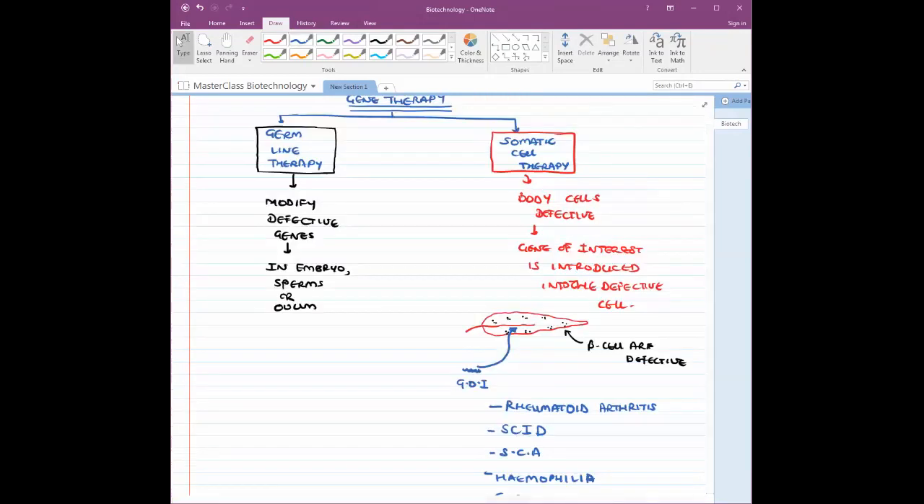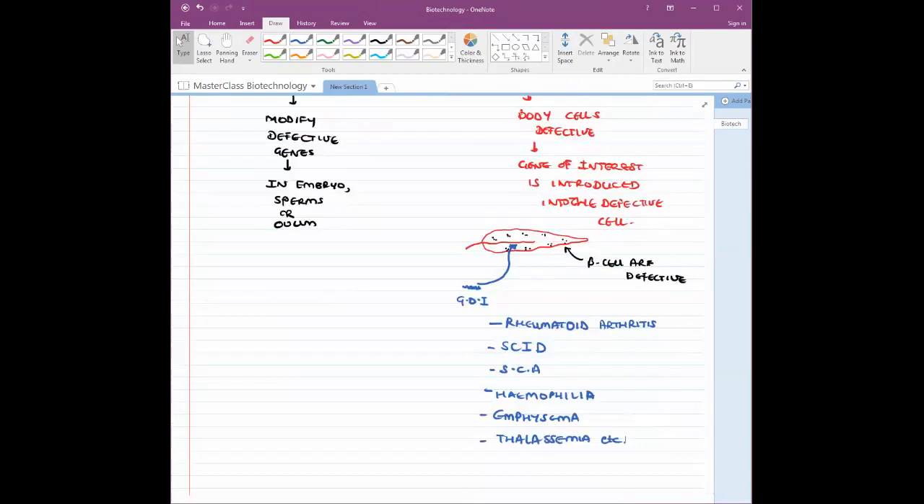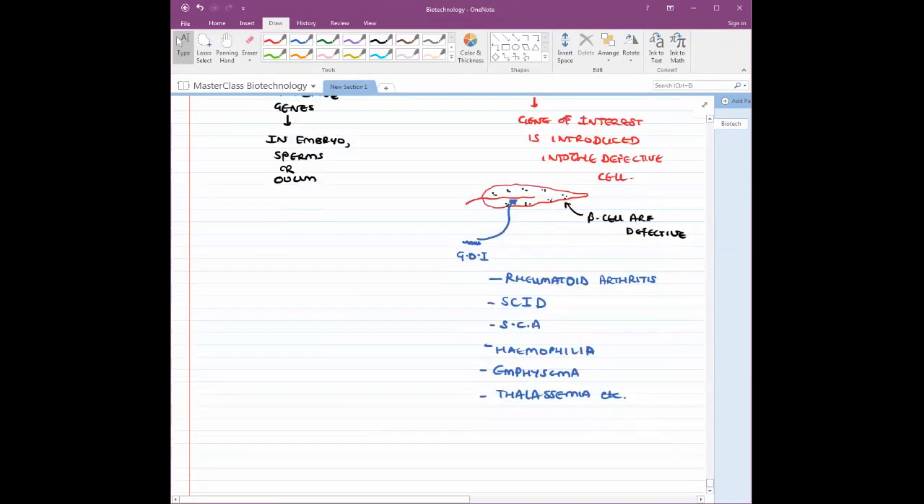But now, guys, the next thing: I am saying that the gene of interest will be delivered into the cell, but how can we deliver it? What is the purpose, and how can we target the cell itself? So let's see how the gene is going to be delivered into the cell.